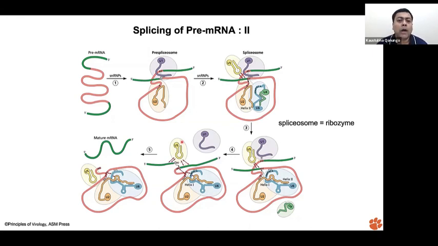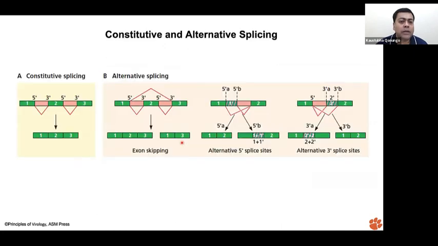So what does this give you? Due to this, there are 2 things that can happen. One is, okay, you have constitutive splicing. You have exon 1, exon 2, exon 3, and you can have them joined 1, 2, and 3. So these have implications as well, because in the eukaryotes, many times recombination can happen, and recombination can happen in the DNA.